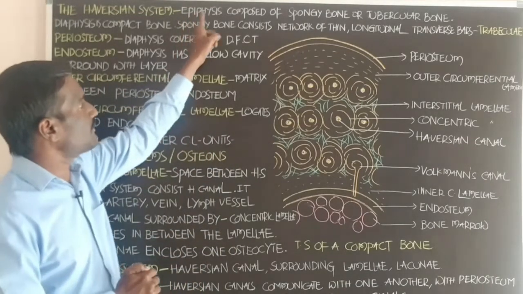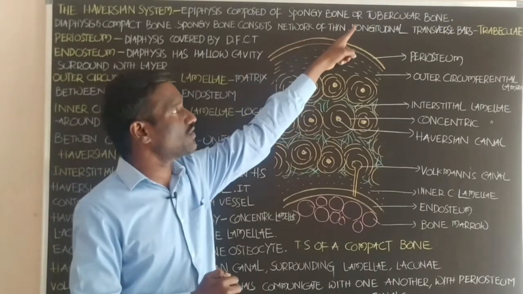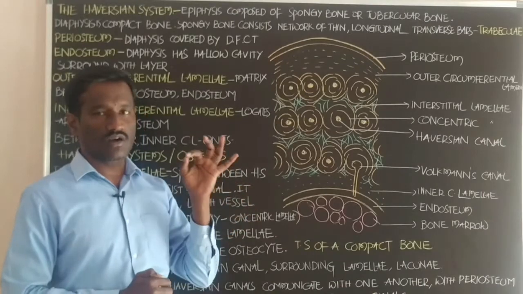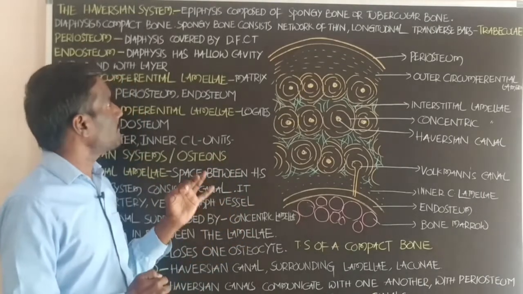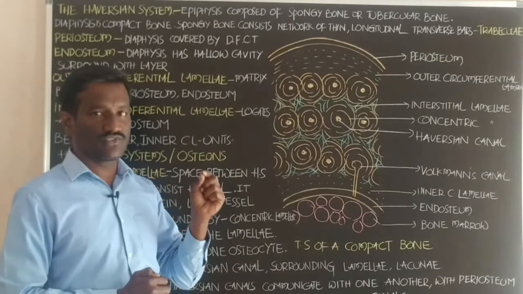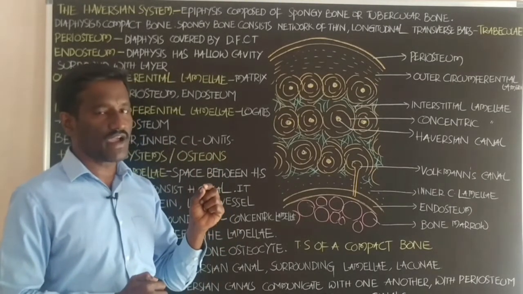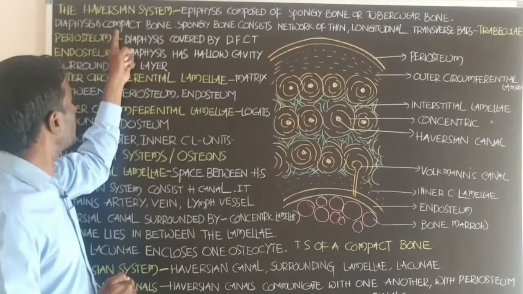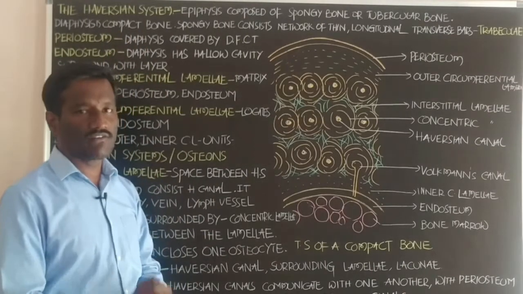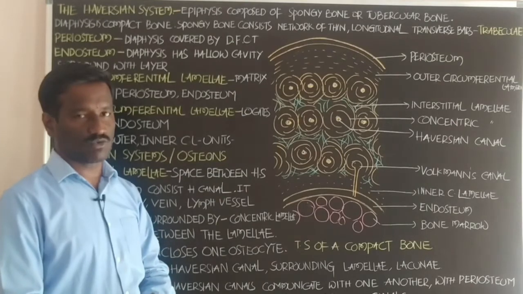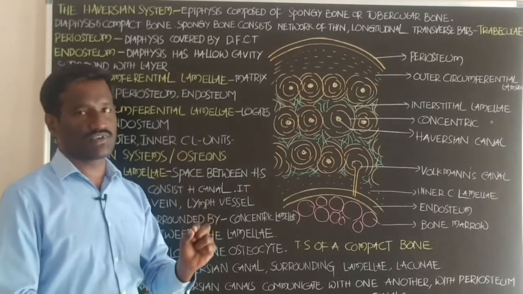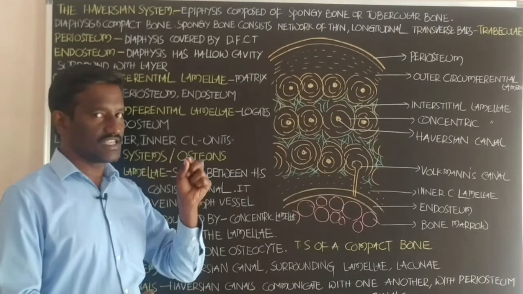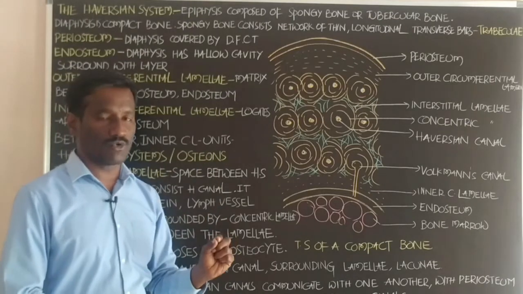The epiphysis is composed of spongy bone, or trabecular bone. What about the compact bone? The diaphysis part of the bone is called compact bone. The diaphysis is the shaft arrangement of the bone, and it is composed of compact bone.